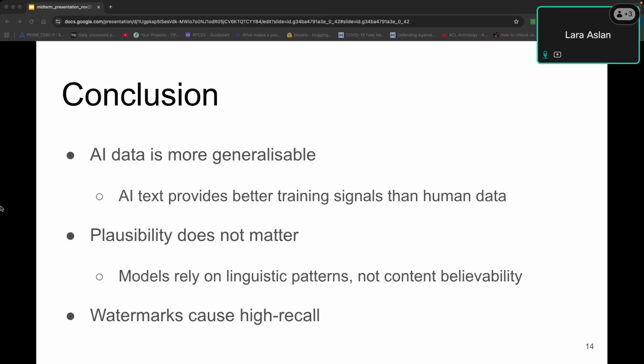So, in conclusion, we found that AI-generated text is more generalizable than human-written text for training detectors. The human-written false news is heavily skewed by specific topics, like politics, causing models to overfit and lose general predictive power. AI-generated text avoids this topical bias. Plausibility doesn't seem to affect detection accuracy, as the BERT model was equally successful at detecting outrageous and believable false news. While watermarking can boost detection accuracy for some models, due to the high recall results it yielded, it would not be effective in real-life situations.